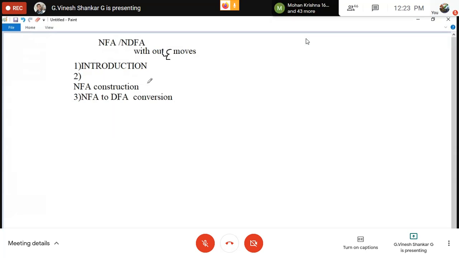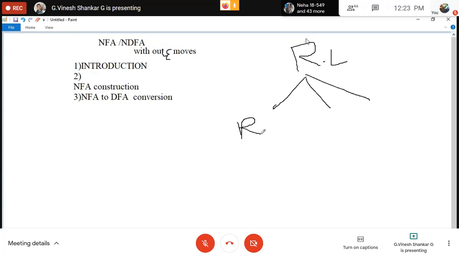NFA to DFA conversion. So normally, in the regular language, for representing a regular language we use first a regular expression. We use regular expression first, right or not? Please make a note of this. Then we have seen DFA. We have covered all the 50 problems in DFA and regular expression.